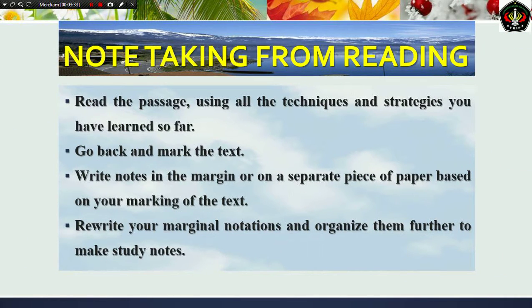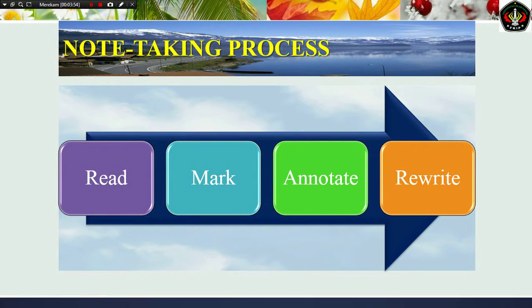Note taking from reading. Read the text or the passage using all the techniques and strategies you have learned so far. Go back and mark the text. Write notes in the margin or on a separate piece of paper based on your marking of the text. And then rewrite your marginal notation and organize them further to make study notes. Note taking process: starting from read, and then we mark it, we annotate, and we try to rewrite it.